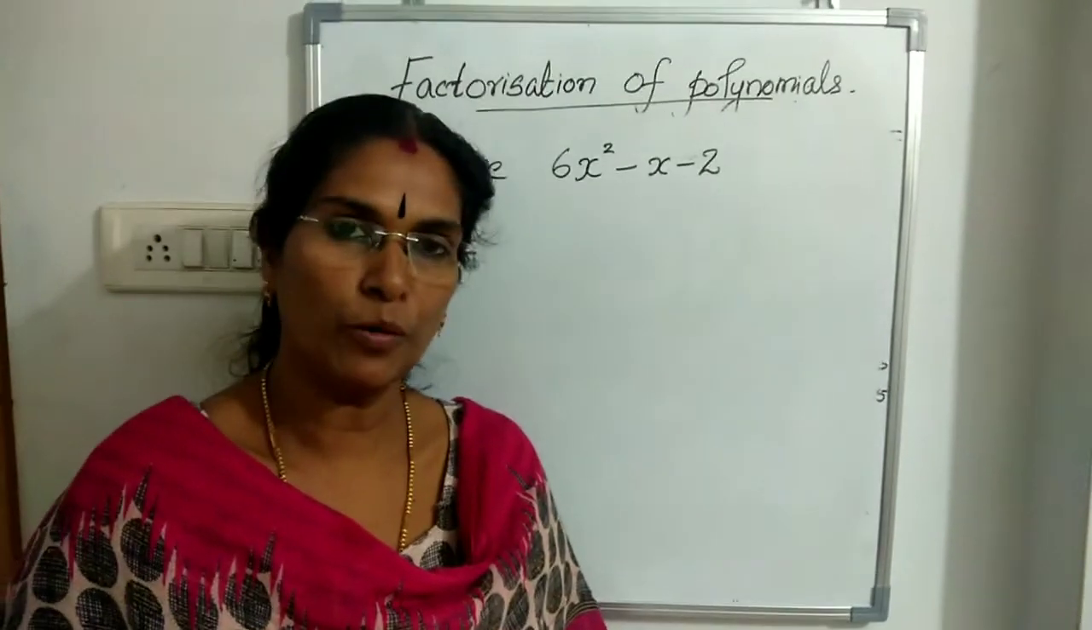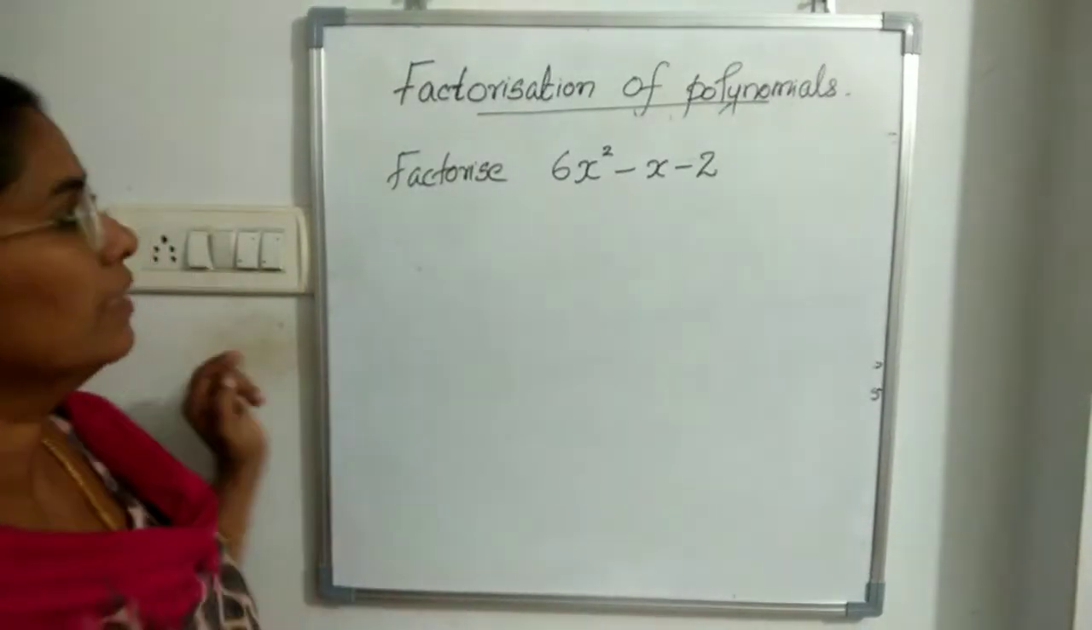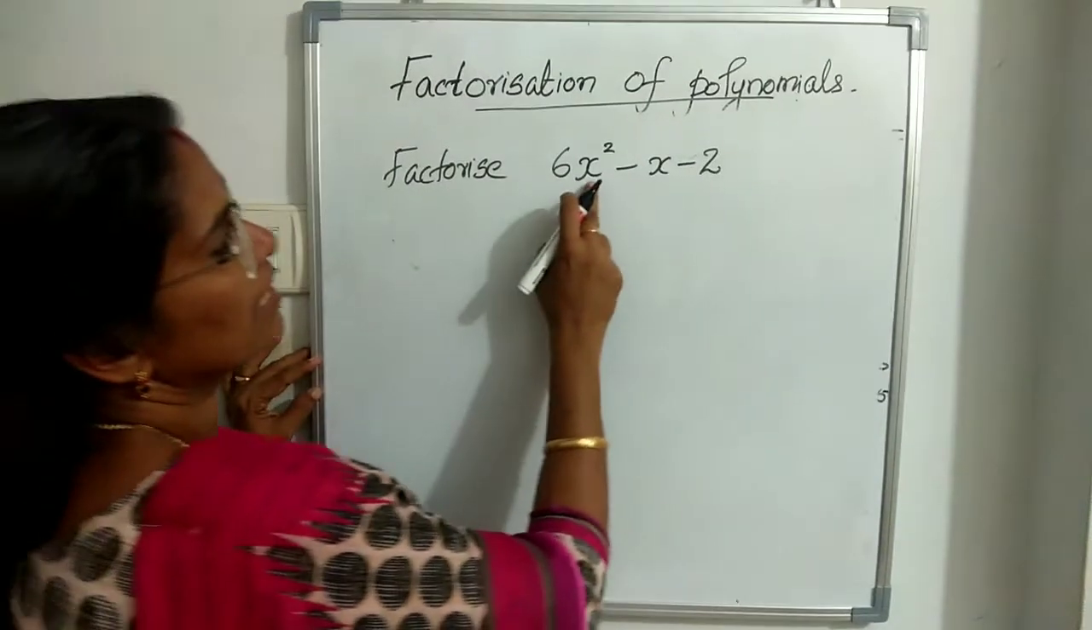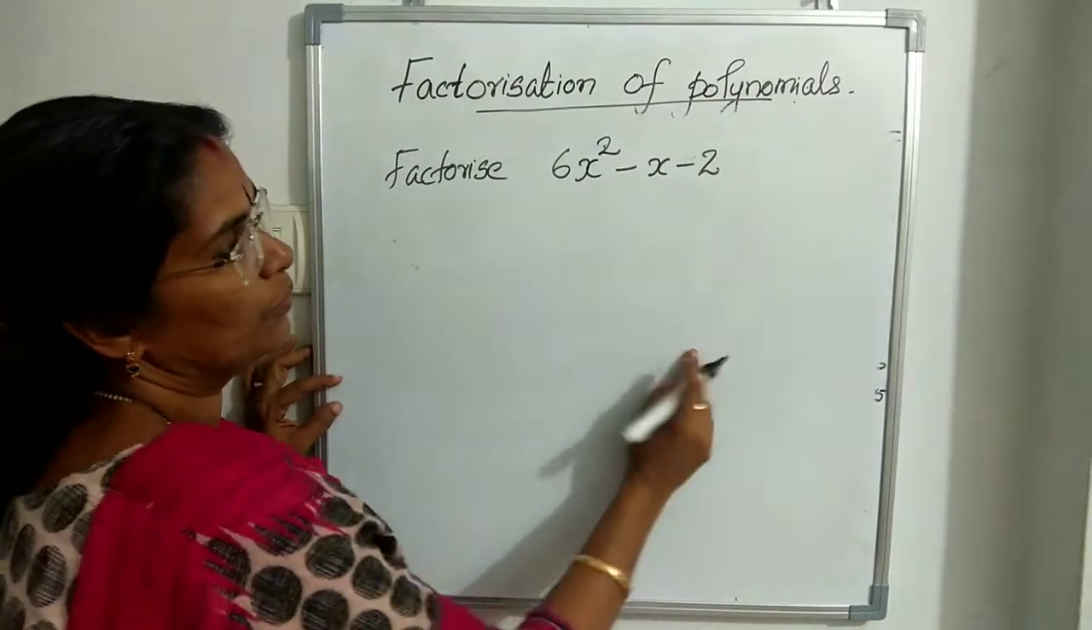We can do one more question. This is the last question in the factorization of polynomials. That is, factorize 6x square minus x minus 2. Okay.